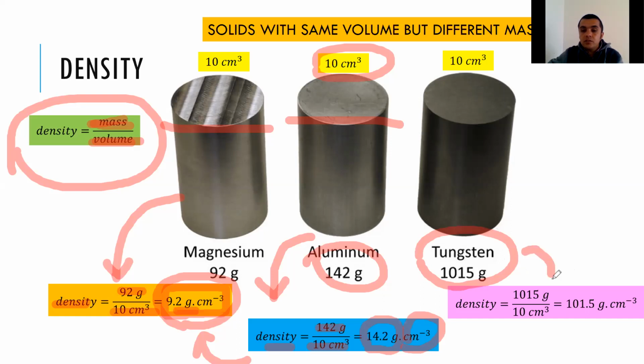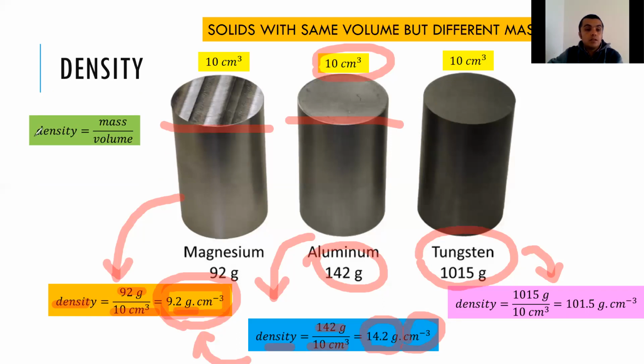And then when we look at this calculation at the bottom, I did the calculation for you. What was the formula for density? I just would like to highlight this. Density is equal to mass over volume. What is the mass? We just measured it, put it on the scale, and it's 1015 grams, divided by the volume, which is 10. And then let's use our calculator.